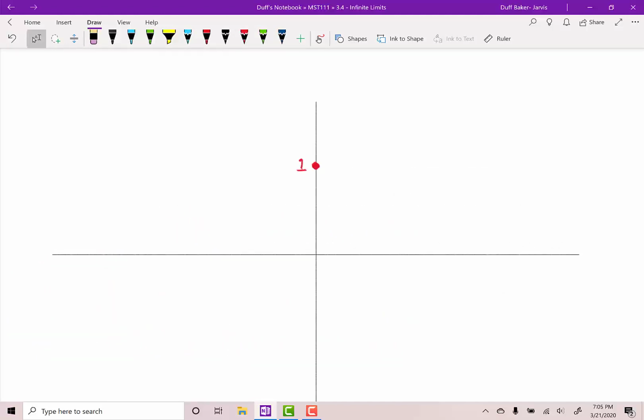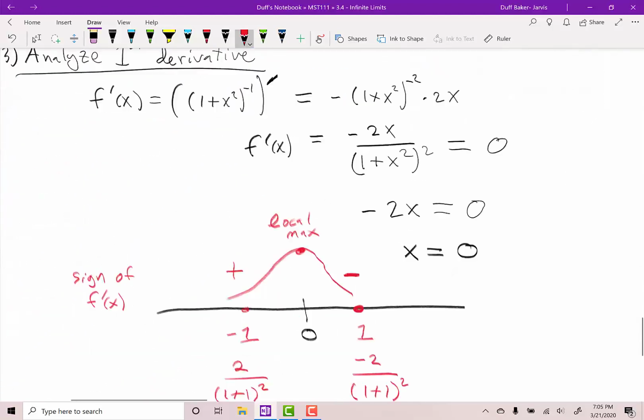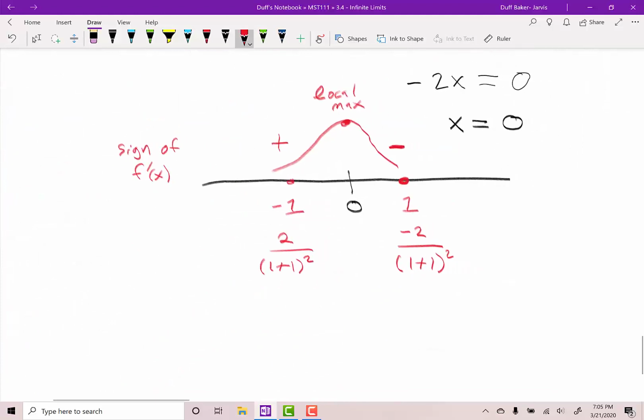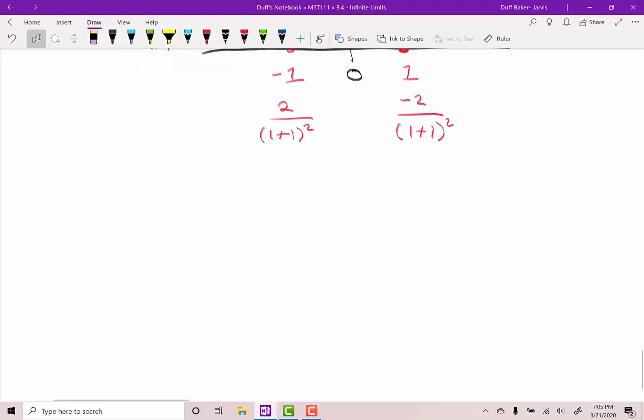So let's go put that little bit of information on our graph. So we said 0 was a local max, so that means it goes down on both sides. We don't want to draw it too far because we don't know what happens everywhere yet. But we do know that it will be decreasing to the right of 0 because of the negative and increasing to the left of 0. And we'll come back and use that later after we've analyzed the second derivative. So let's go ahead and analyze the second derivative. And this is number 4.